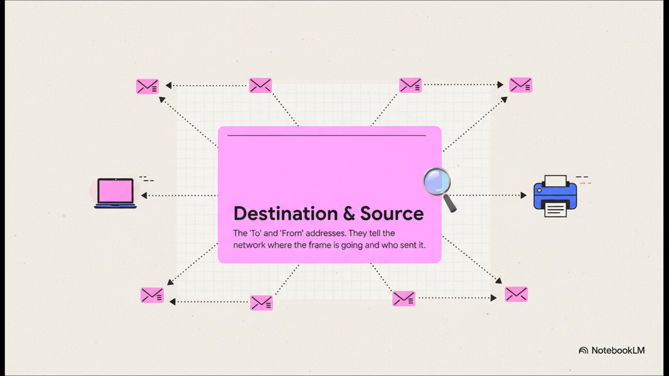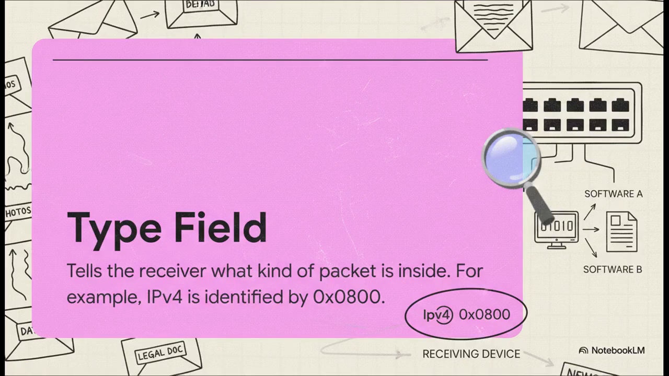This tells the local network exactly where this frame needs to go, and just as importantly, who it came from, so the printer can send a reply back if it needs to. After the addresses, we add what's called a type field. Think of this like a little note on the outside of the envelope that says, contains photos, or contains a contract. It tells the device that gets it what kind of packet is tucked inside, so it knows what program to give the data to. For instance, a little code in here might tell it, hey, this is an IPv4 packet.